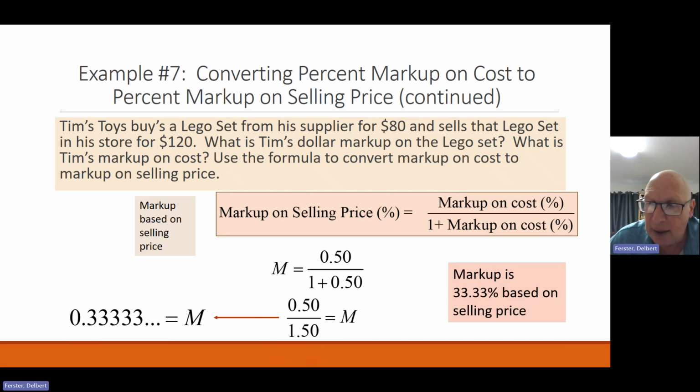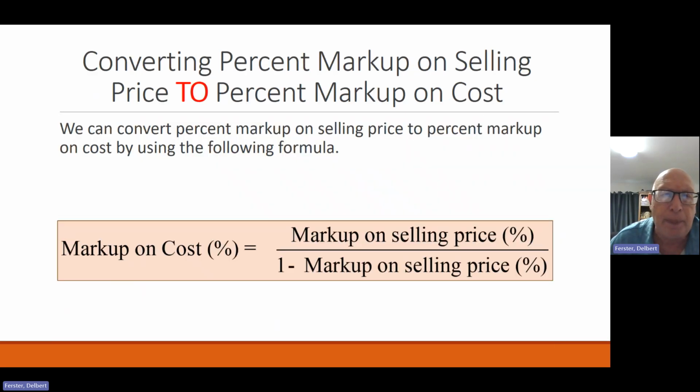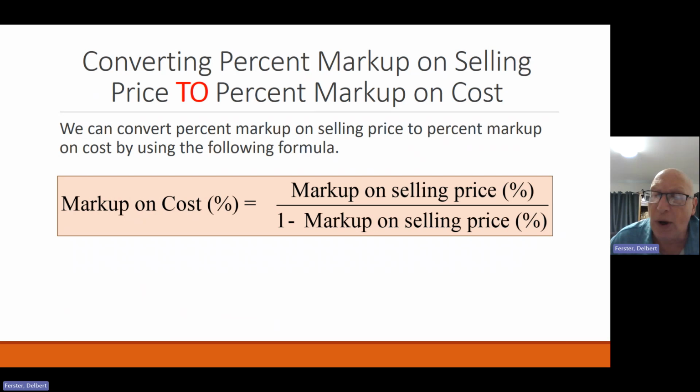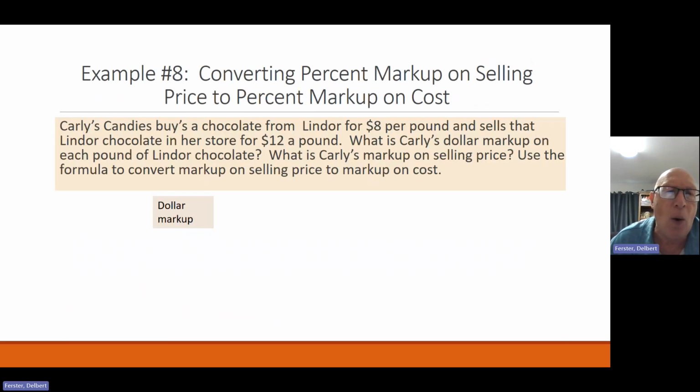So we can convert from markup on cost to markup on selling price by formula, or we could do it clean by just saying 40 is equal to 120 times the markup percentage, and we would have gotten the same value. If you want to go the other way, from markup on selling price to markup on cost, we've got another formula for you, and we'll walk through an example. Here we go.